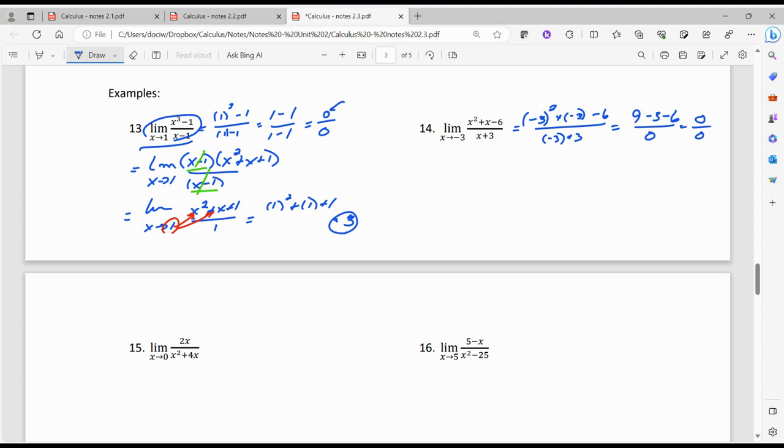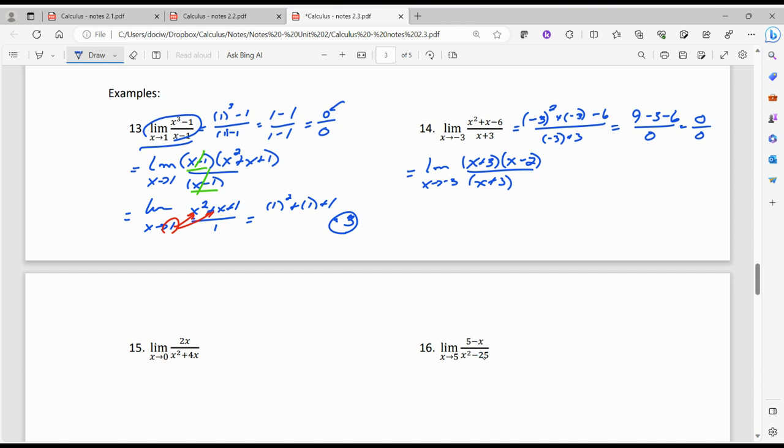We have the same situation. Putting negative 3 in for x in both the numerator and the denominator gave us a 0. So not only do we know that x plus 3 is a factor in the denominator, we know that x plus 3 is a factor of the numerator, because as x approaches negative 3, the function equals 0. Negative 3 is a 0, therefore x plus 3 is a factor. Factoring the numerator, x squared plus x minus 6, is going to be x plus 3 times x minus 2.